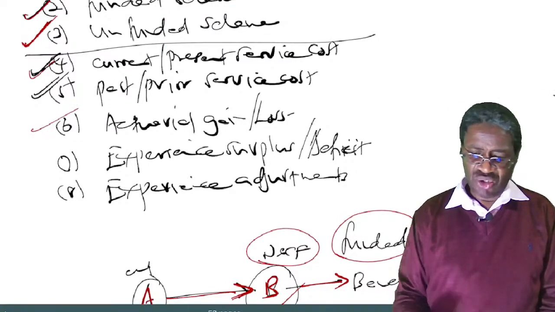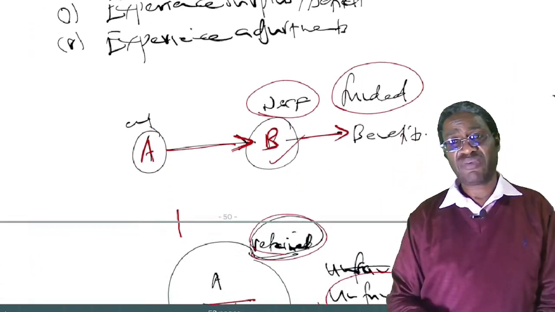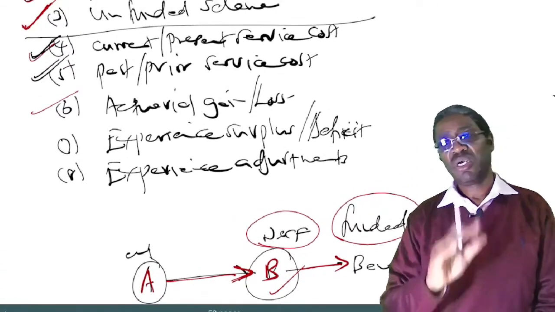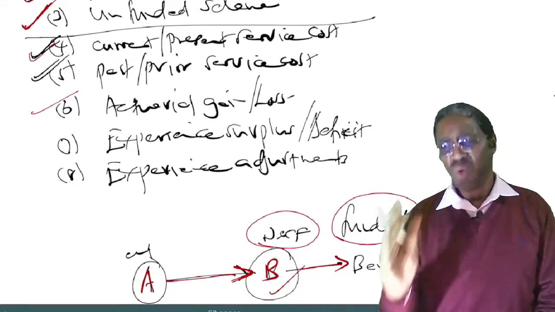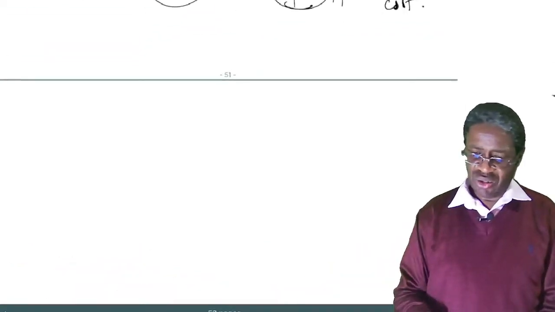Number six. Now I want you to be a bit careful now, that's a bit involving. Now let me talk about number six. What is actuarial gain? What is actuarial loss? So let me take you back here, because I want to connect with what we have already said.